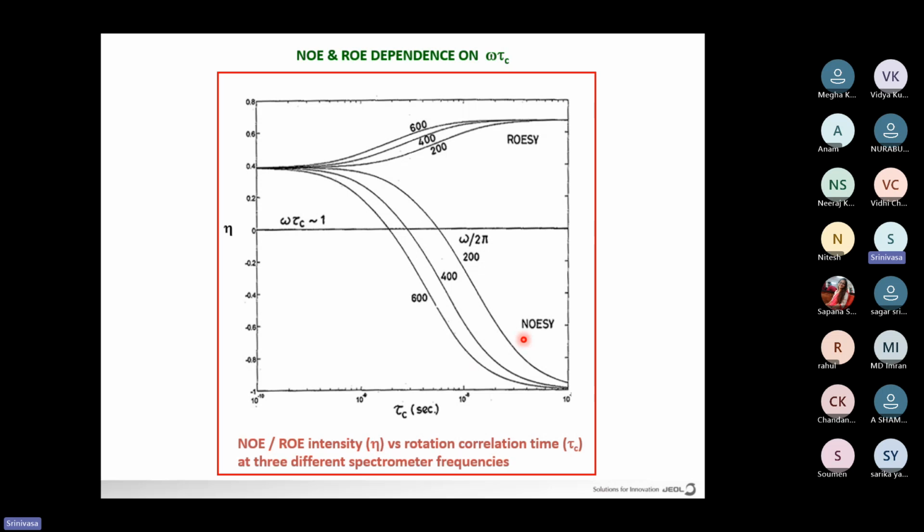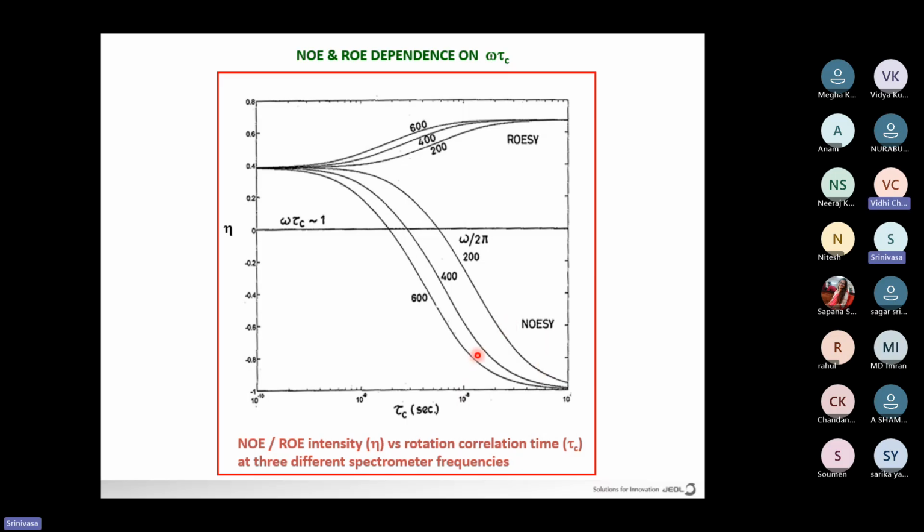One thing you should remember: when the molecular size is bigger, the NOE becomes negative. But in the NOESY data representation, it will be shown as positive. Your diagonal and the cross peaks have the same sign, so the color will be the same. It won't be different colors for a big molecule.